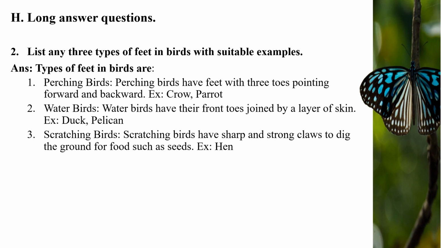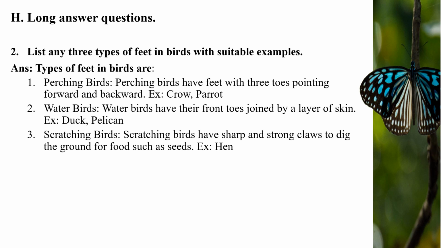Second question, list any three types of feet in birds with suitable examples. Answer, types of feet in birds are first, perching birds. Perching birds have feet with three toes pointed forward and one backward. For example, crow and parrot. Second, water birds. Water birds have their front toes joined by a layer of skin. For example, duck and pelican.